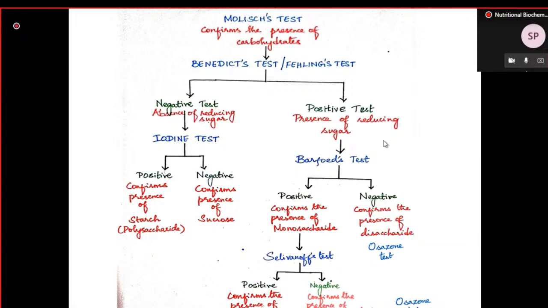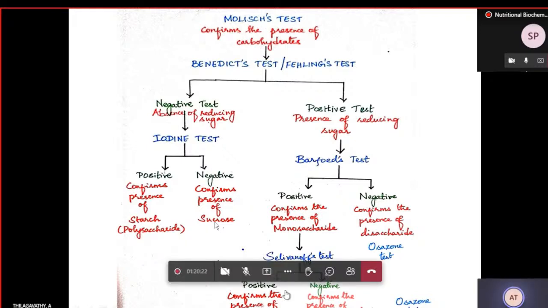Now, what is the positive result for iodine test? What color will develop? Dark blue, deep blue, purplish. Which is the only carbohydrate which will give you a dark blue color? Which group of carbohydrates? Polysaccharides, starch. So do iodine test. If it is positive, it is polysaccharide starch. If it is negative, it is sucrose, which is a non-reducing sugar. So this is how you can identify a starch or a sucrose.